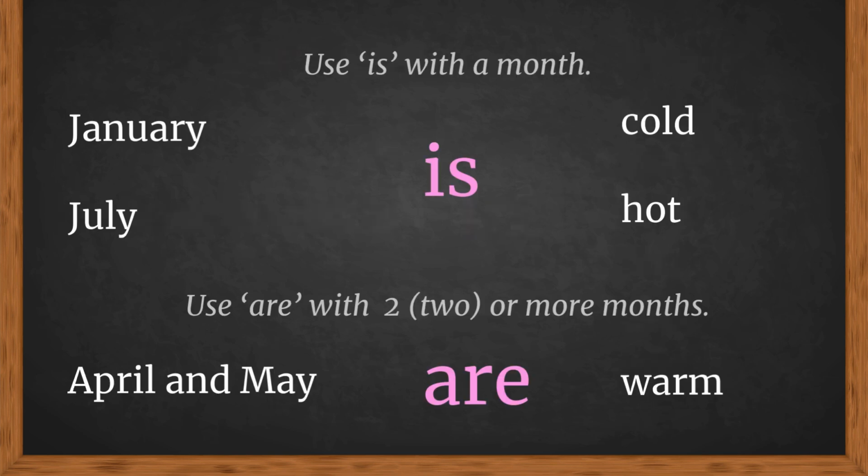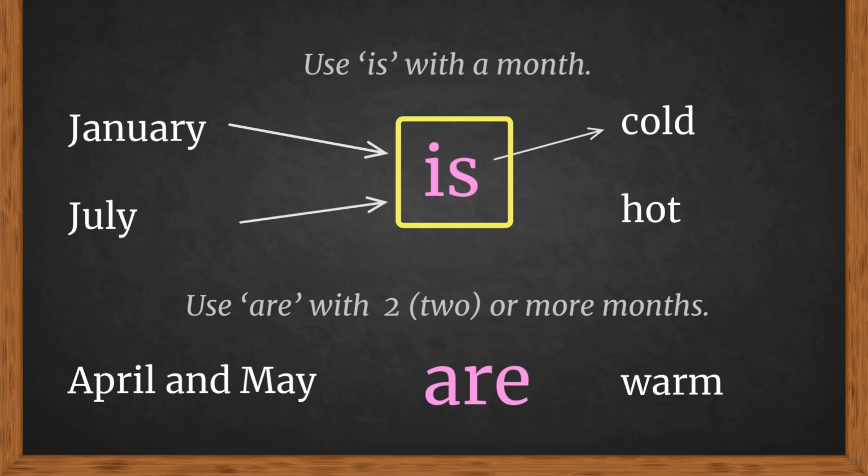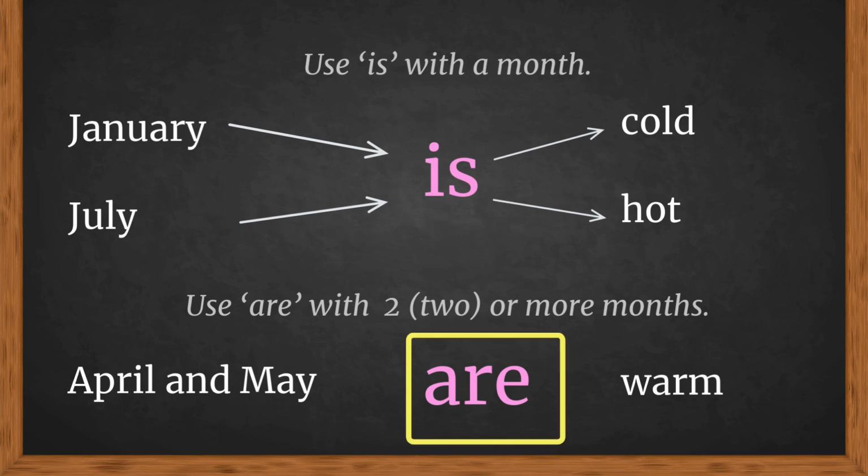Now, let's make full sentences with months. For 1 month, we use the verb form is. Listen. January is cold. July is hot. For 2 months or more, we use are. Listen. April and May are warm. Great. Now you can make a sentence with months.